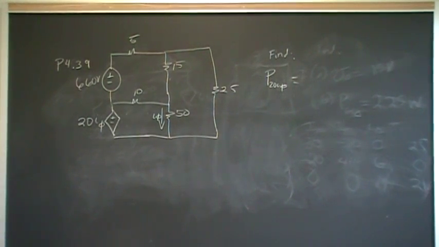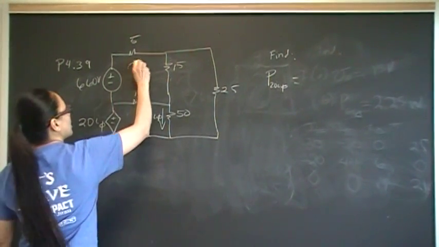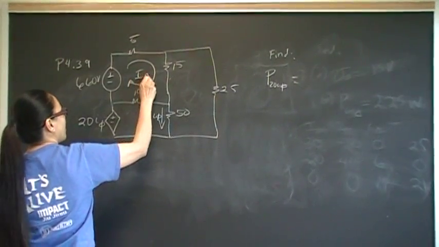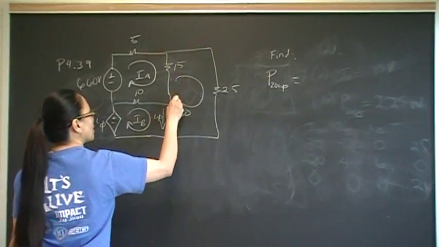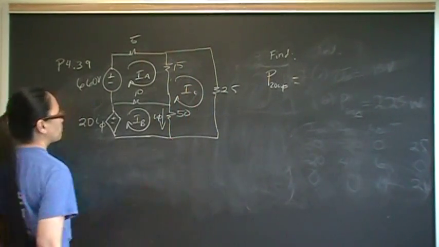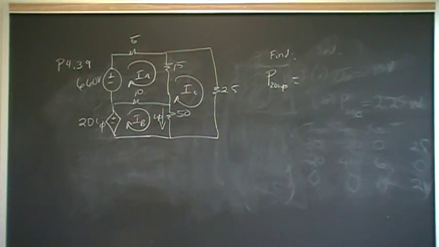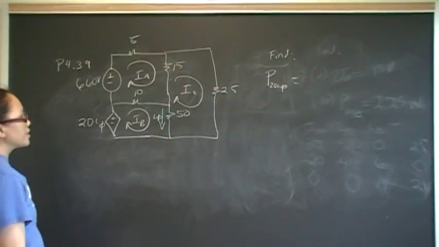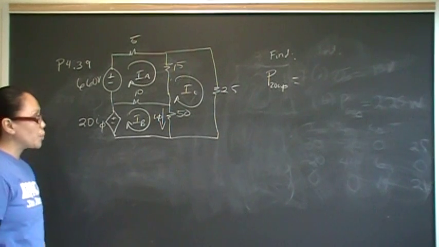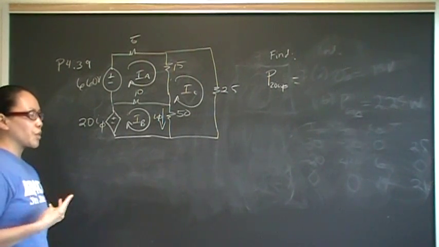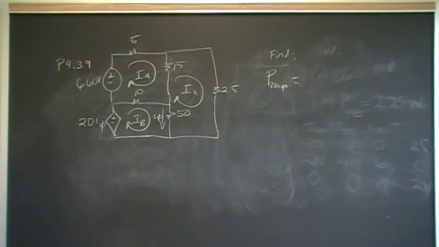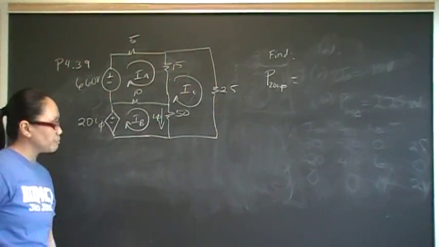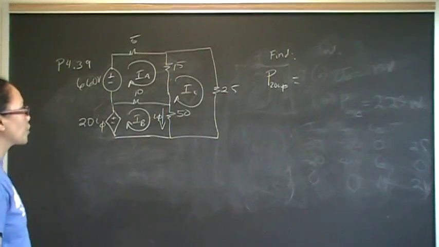So let's go ahead and label our mesh currents. I'm going to call this one IA, this one IB, and then this one IC. So I have three equations, however I have four unknowns. In this case, the three mesh equations won't be enough. I'm going to have to get a fourth equation, and that fourth equation is going to come from the constraint equation. So it's going to come from I phi.